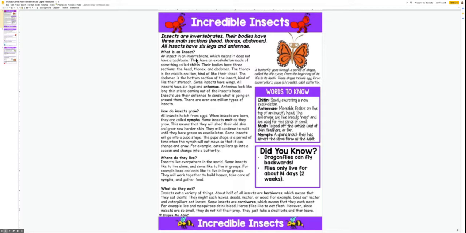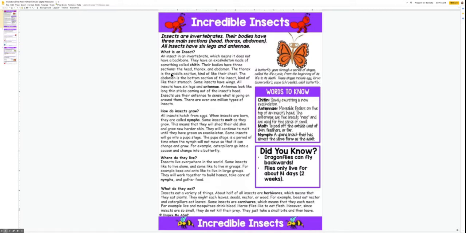An insect is an invertebrate, which means it does not have a backbone. They have an exoskeleton made of something called chitin. I know this word looks really weird. It's CH, but it's like kite in, like a kite that you would fly, and then the word in. So chitin means slowly excreting a new exoskeleton. Okay.